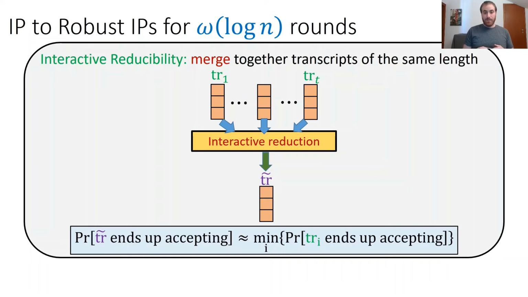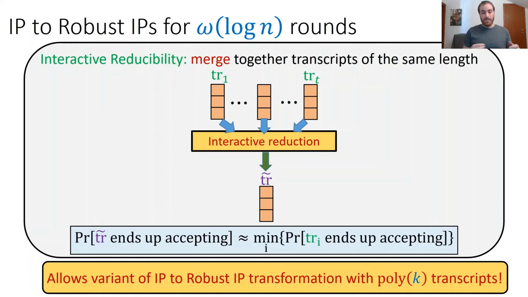It works as follows. We have multiple transcripts of the same length, and we interactively reduce them into a single transcript such that the probability that this new transcript ends up being an accepting transcript is approximately equal to the minimum of the probability that any of the original transcripts ends up being an accepting transcript. So notice that in particular, if all of the original transcripts are always accepting, then the new transcript is also always accepting. And if even one of the original transcripts is accepting only with small probability, then the new transcript ends up being accepting also with very small probability. And using this, we construct a variant of the IP to robust IP transformation, where the number of transcripts we have overall is poly k, and so we can handle any number of rounds. Previously, remember, we had exponential in k.